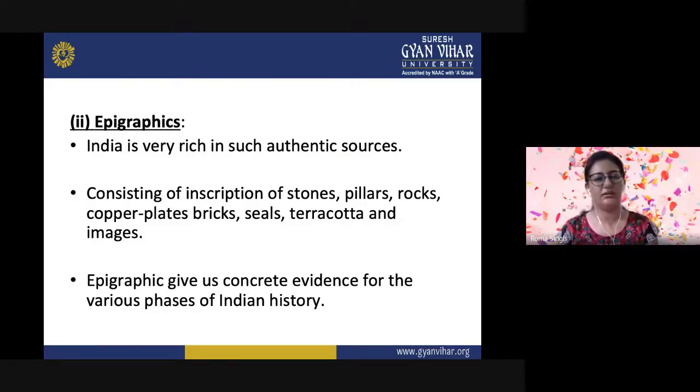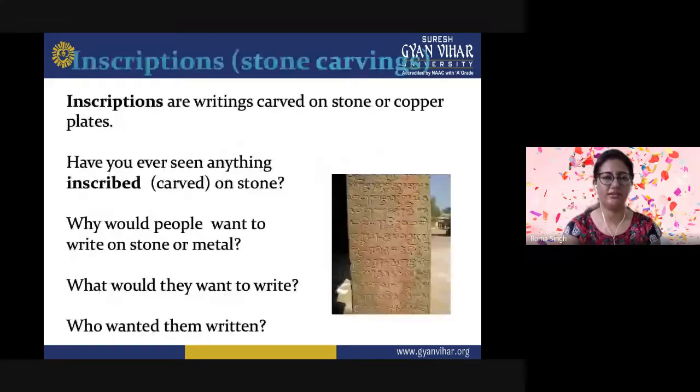Epigraphs give us concrete evidence for the various phases of Indian history, like the various inscriptions of the great ruler Ashoka, which have been found at various places in India, Pakistan, Afghanistan, and even Nepal. These inscriptions let us know about the socio-religious culture, the customs and traditions of that time, and the languages which were used. So just one piece of source will let us know about various aspects of the history or civilization of that time.